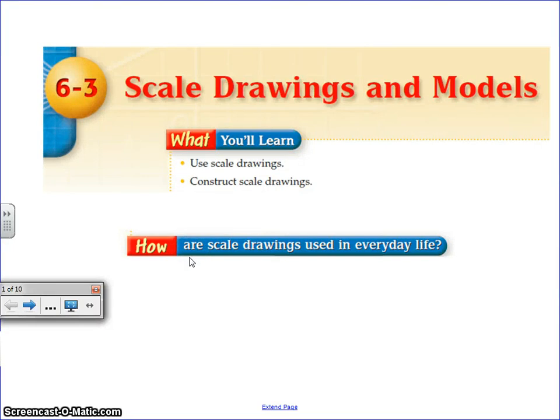Okay, this is section 6-3. We're going to be talking about scale drawings and models.